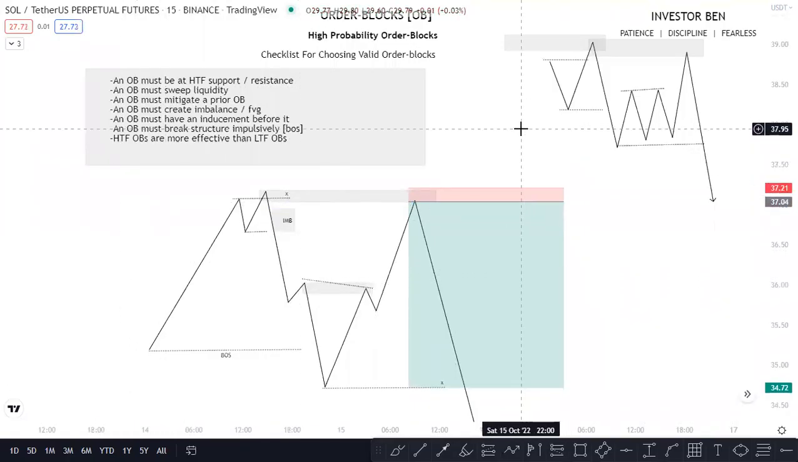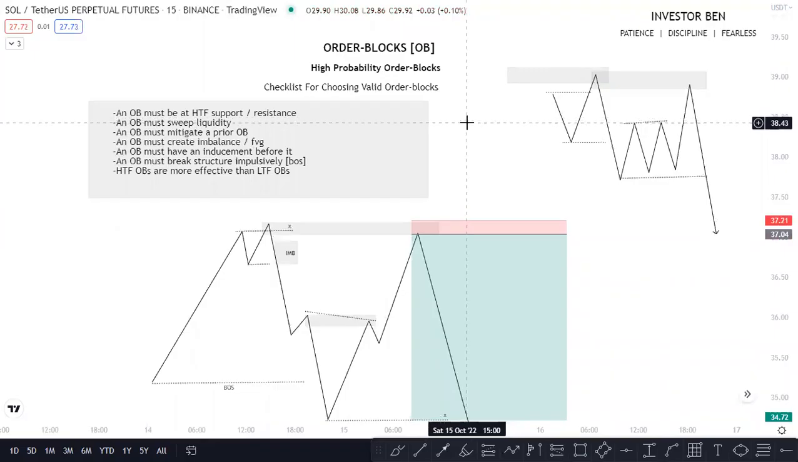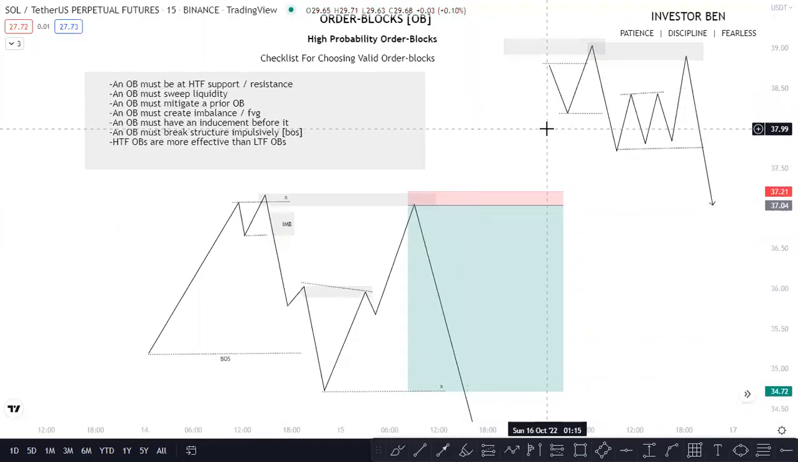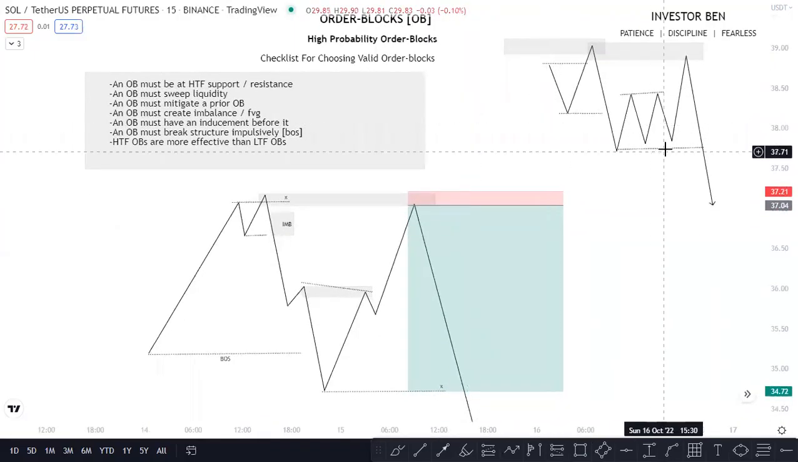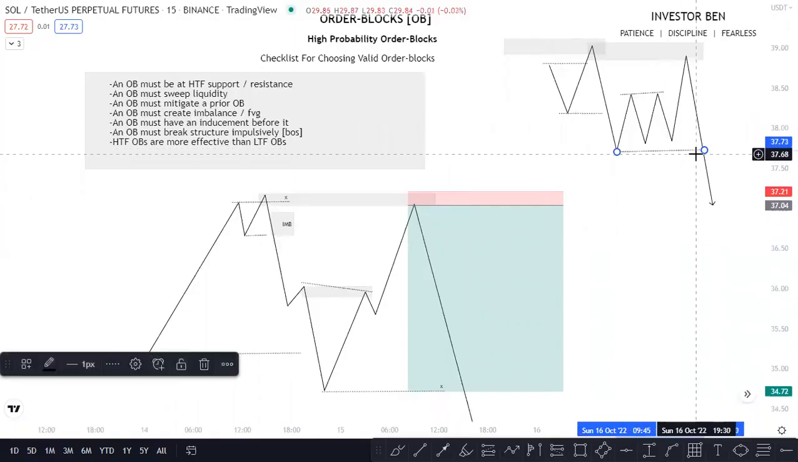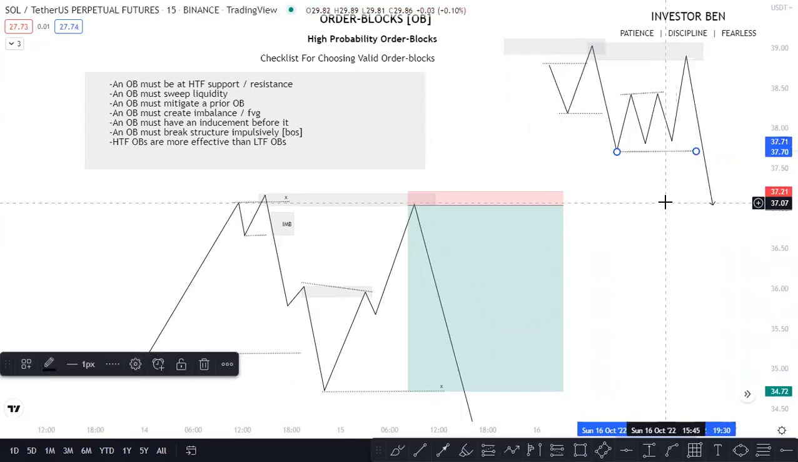Yeah, so that brings us to the end of high probability order blocks. Do well to watch this video and then practice everything you've just learned. Yeah, so I will call it a day here.